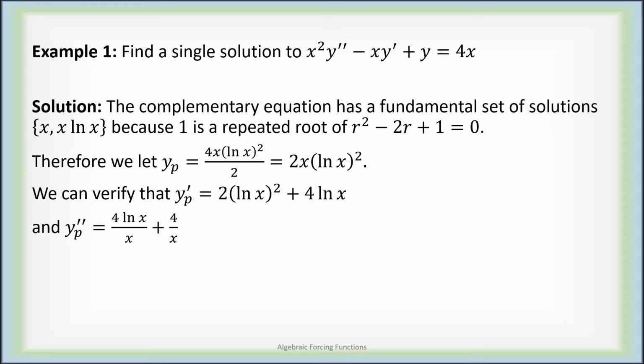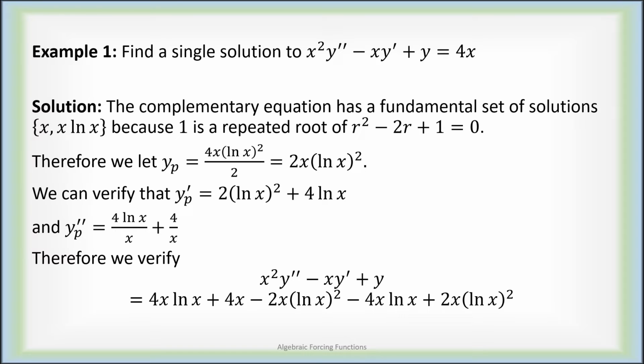Now if I take this first and second derivative, I multiply them by x and x squared respectively and throw them into the differential equation. x squared y double prime minus x y prime plus y is going to be 4x log x plus 4x minus 2x log x squared minus 4x log x plus 2x log x squared. And a lot of stuff cancels out, and what doesn't cancel out is exactly the 4x, in other words, our desired forcing function.